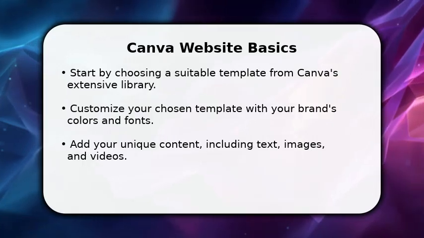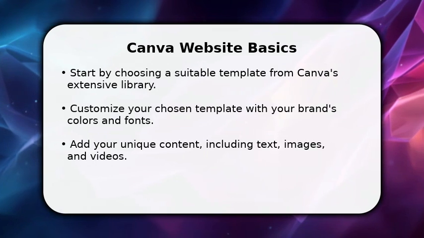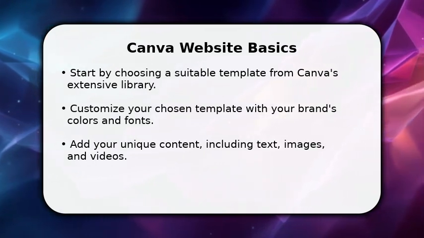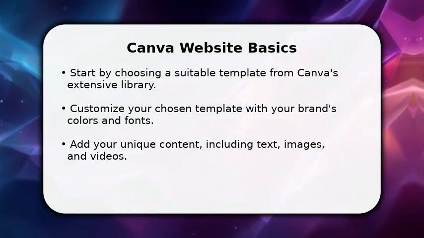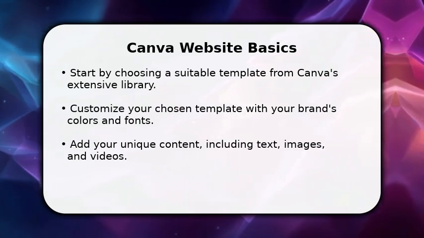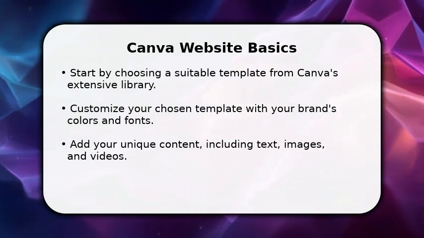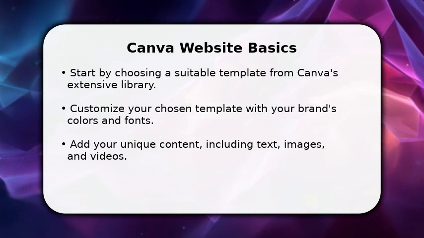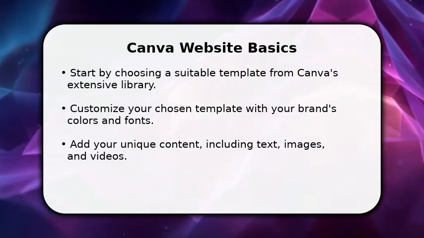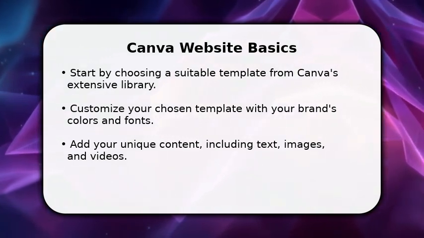In this video, I will explain how to make a website using Canva. First, begin by opening Canva and selecting the website option from the main menu. You will then be presented with hundreds of professionally designed templates to choose from, catering to various industries and styles. Pick one that best suits your vision.